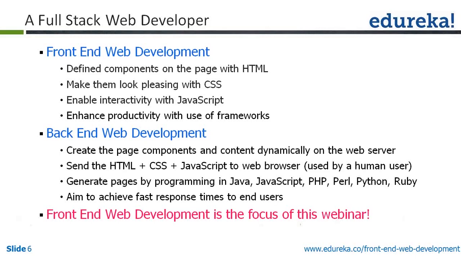So whenever this web server sends a page dynamically to the web browser, at that web browser side, there is a human user who is actually watching your website on the web browser. You can do backend web development using any of these programming languages: Java, JavaScript, PHP, Perl, Python, Ruby.